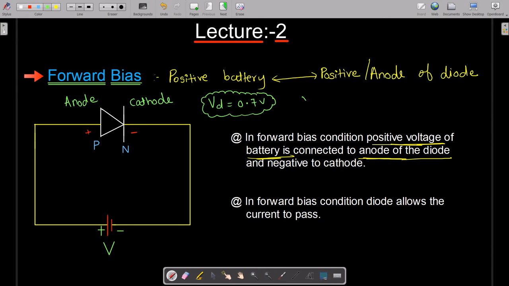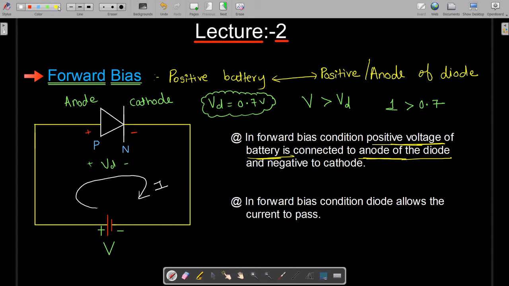So if this excitation voltage V is greater than Vd, that is the depletion layer voltage, let's suppose it is 1 volt, and here this voltage is fixed at Vd, plus minus Vd, the depletion layer voltage. 1 volt is obviously greater than 0.7 volt, then current is going to flow in this particular direction.